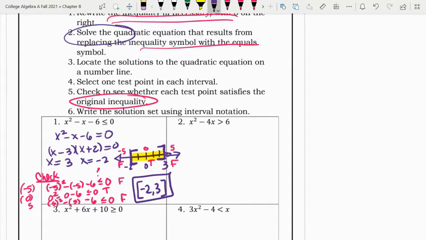All right, number 2. You write it first. So x squared minus 4x minus 6 greater than 0. Set that equal to 0. x squared minus 4x minus 6 equals 0. We can't factor that, so quadratic formula.